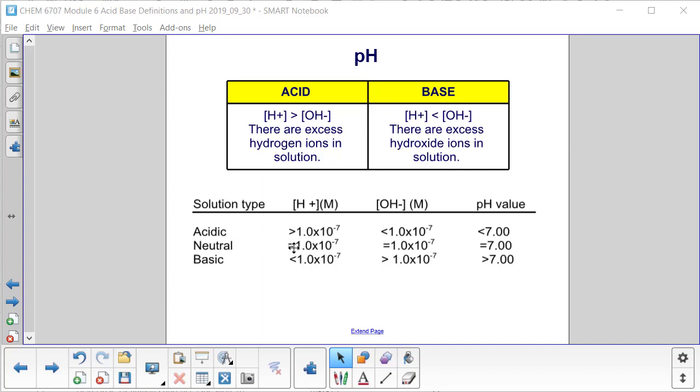If you increase the hydrogen ion concentration, then the solution becomes more acidic. We've already said that's an inverse relationship with pH, so the pH decreases. So if you have greater hydrogen and less hydroxide ion concentration, you have an acidic solution. There are excess hydrogen ions in the solution, and the pH will be less than 7. The opposite is true if you decrease the hydrogen ion concentration and increase the hydroxide ion concentration. You get an excess of hydroxide ions in solution, and we call the solution basic, with a pH value greater than 7.